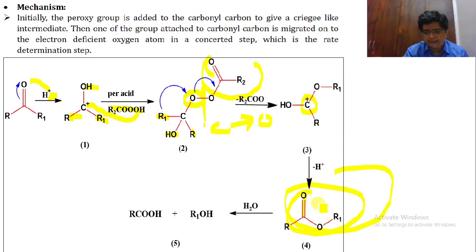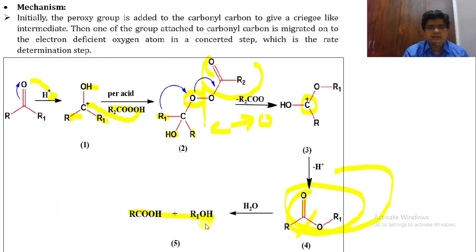Now if I further react this molecule with the help of H2O, what will happen? It will convert it into the acid as well as the alcohol. So it will cut down over here. Here we are having H plus and here we are having OH minus. So that is acid plus alcohol. So this is the mechanism of Baeyer-Villiger oxidation.